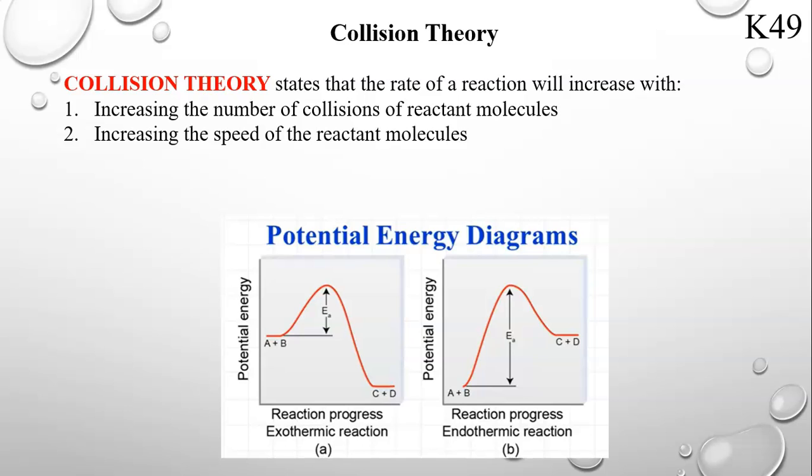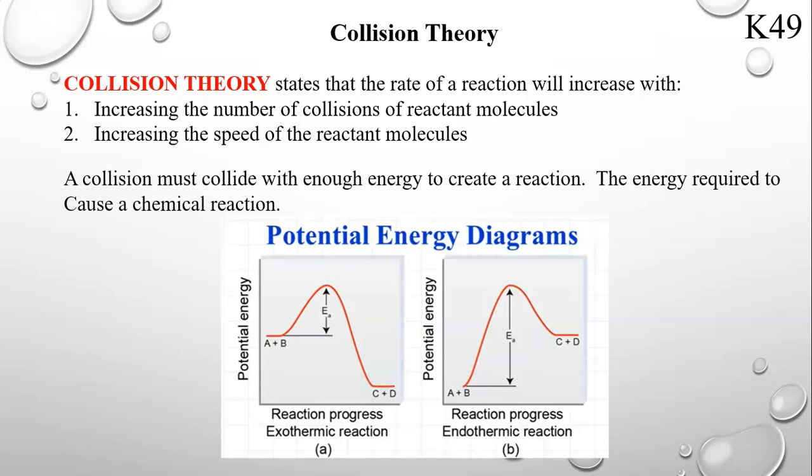So collision theory states that the rate of a reaction will increase with one, increasing the number of collisions of reactant molecules, and two, increasing the speed of the reactant molecules. And if you remember back, speed should automatically trigger in your mind temperature. Increasing temperature increases the speed. And increasing the number of collisions of reactant molecules will happen by increasing the speed, but it will also happen by increasing the concentration, so that you have more of them packed together in a tighter area.